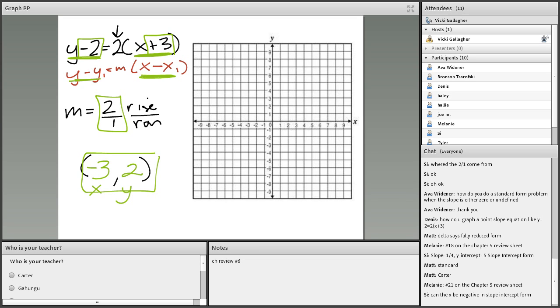When you're graphing, you always want to graph your point first, your ordered pair. And the first number in the ordered pair is telling me to go to the left because it's a -3, and the second number is telling me to go up. So I'm going to start by going left 3 and up 2, and this is my starting point.